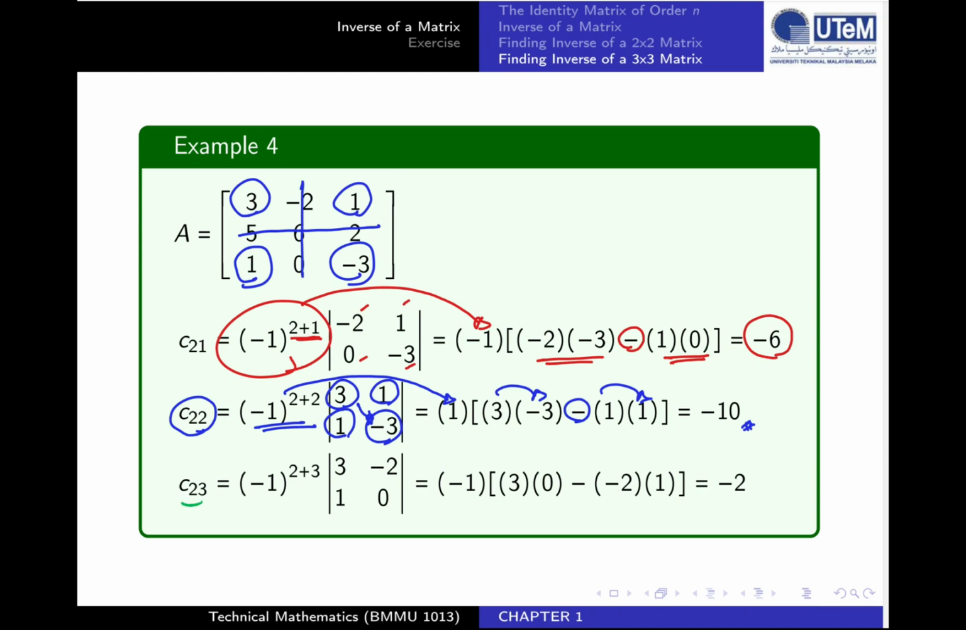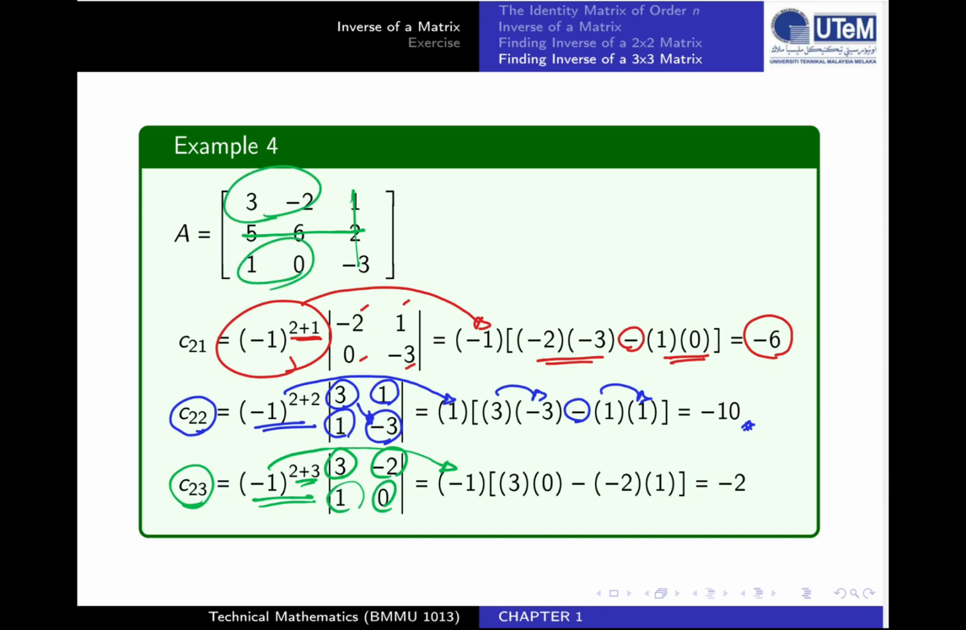Also the same thing for C23, which is second row, third column. So negative 1 to the power of 2 plus 3, which is an odd number, so we can get negative 1. The rest values are 3, negative 2, 1, 0 here. After you simplify, 3 times 0 minus negative 2 times 1, the final answer we can get is negative 2. That is for the second row.